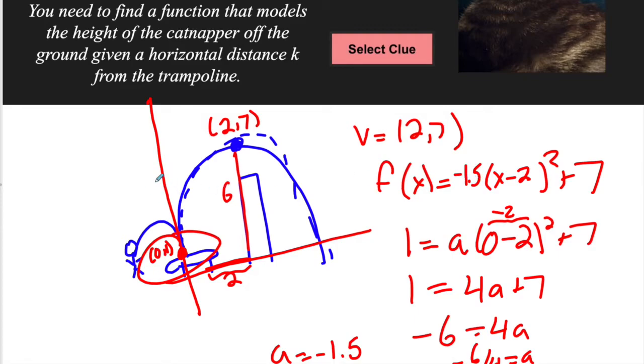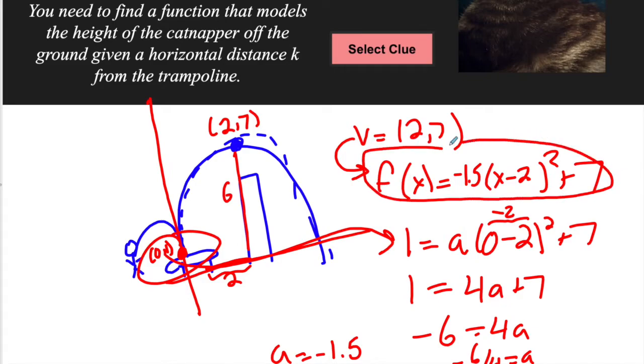Okay? So here, I use the situation to find the vertex. This brought me to vertex form. I use the 0, 1. This brought me to solving for a. I brought everything back. And I get my final vertex form.